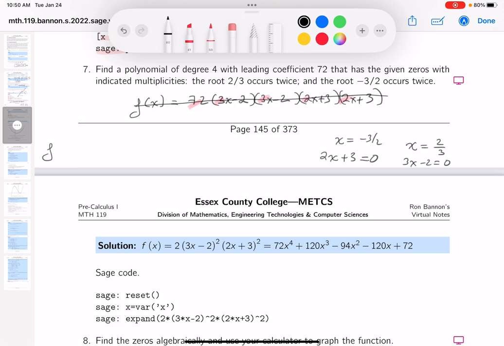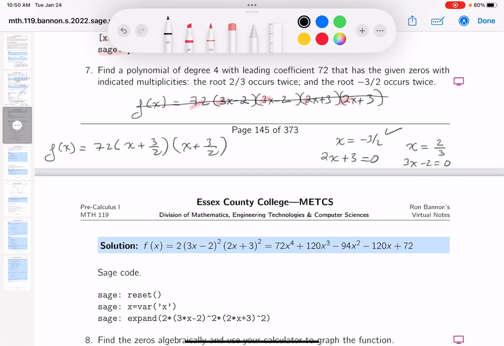f of x equals, well, it's still a leading coefficient of 72. Now, instead of solving this for zero like I did, by multiplying both sides by 2, I'm just going to simply say x plus 3/2, and that occurs twice. And there's nothing wrong with writing that down, by the way, because minus 3/2 still gives the root. And the other one's going to be 2/3, where it's going to be x minus 2/3, and it occurred twice.